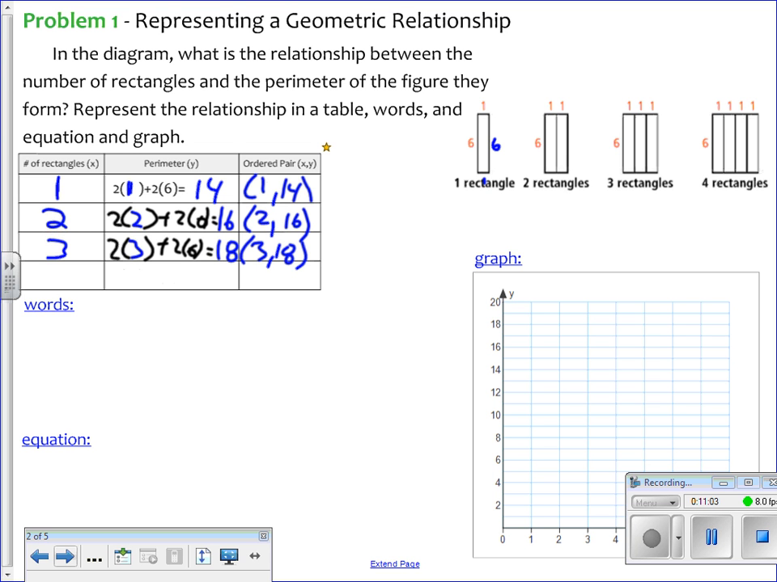See if you can fill in the last one on your own. Fill in the bottom row.